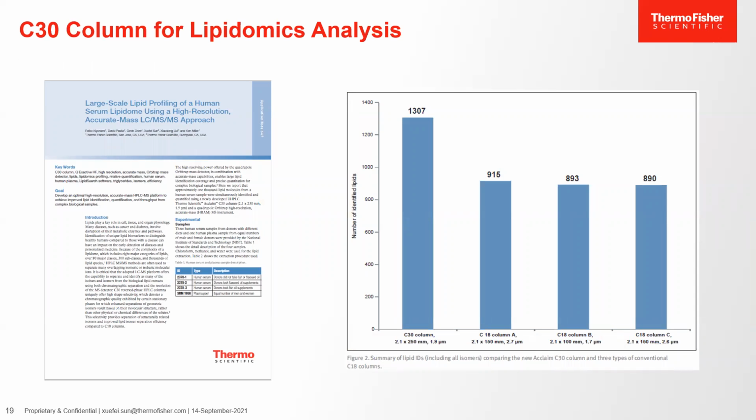We do have a paper, just for the lipidomics side of things, for the C30 column. It also shows the number of identified lipids. So again, that goes into the actual separation of those shoulders and those compounds. When you use the C30 column, you have 1,300 different identifications versus the C18 A, B, and C columns. They're all either ours or competitor columns, and they're under anywhere between 900 and 800. So to get more compounds, they're using the C30 because of that particular resolution and separation.